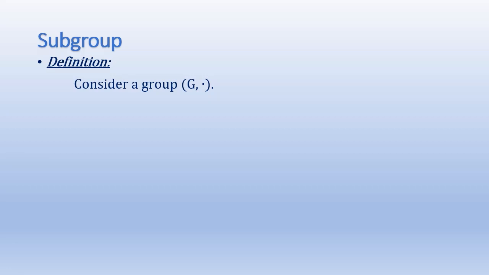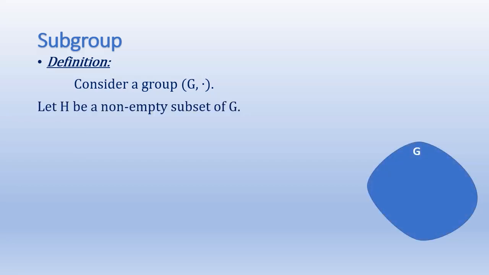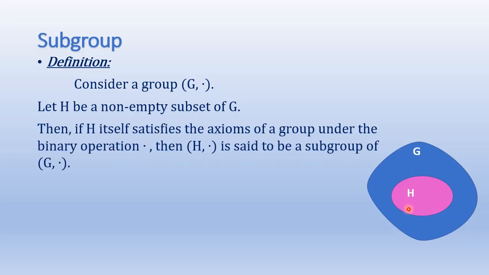Consider a group G, dot. The binary operation here is dot. Let H be a non-empty subset of G. Non-empty subset means it will have at least one element. Then, if H itself satisfies the axioms of a group under the binary operation dot, then H, dot is said to be a subgroup of G, dot.